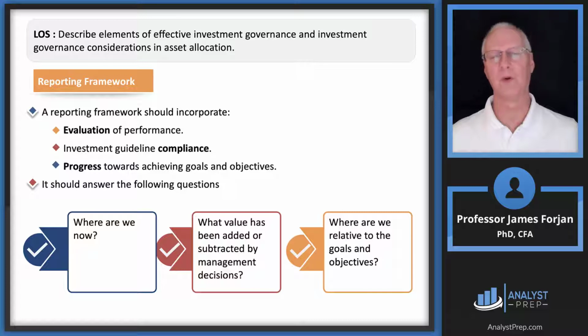Reporting framework, this is super easy. Evaluation, we're going to make sure we're compliant and we're going to make sure that we're maintaining progress toward those goals. Where are we now? What value has been added or subtracted by management decisions? This is where you're going to do this attribution analysis, right? Security selection and asset allocation. That's a simple model that we've talked about before, but that's a key part of determining where we added value or subtracted value. And then what about those goals and objectives?